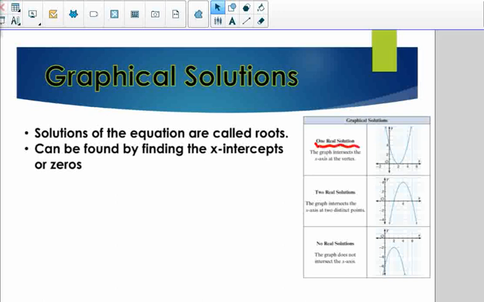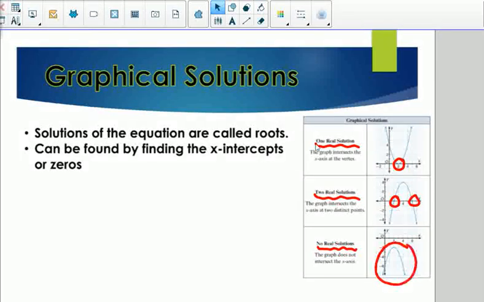There can be one solution, which means you have one point that crosses the x-axis, which is at the vertex. So what is your x variable of the vertex? They could have 2 real solutions, which means the parabola crosses the x-axis in 2 places. So those are your 2 zeros, or your x-intercepts. Or you may have no real solutions, which means your graph does not touch any part of the x-axis.